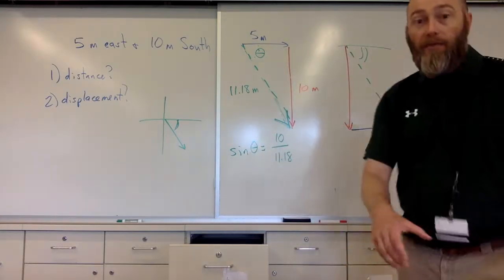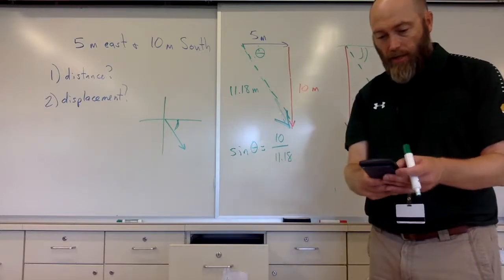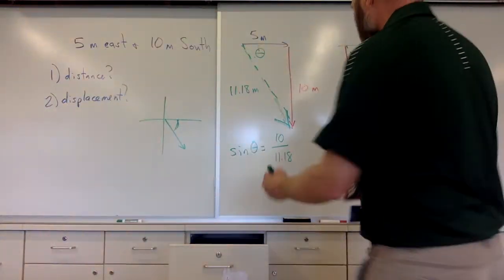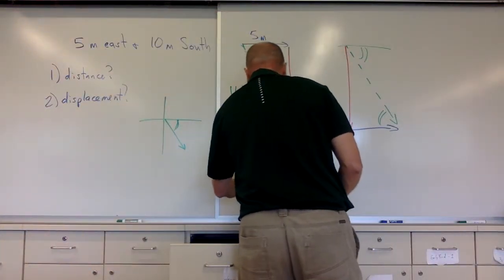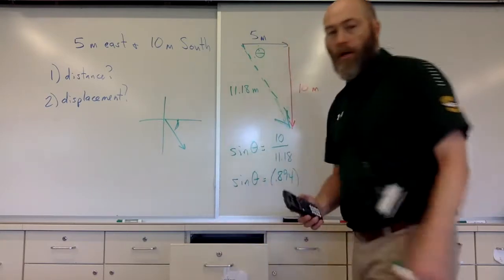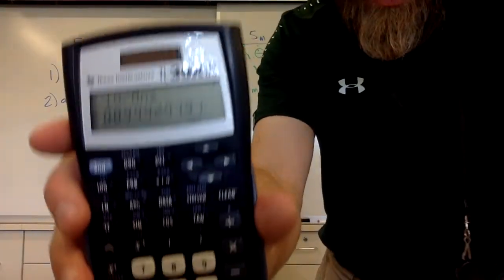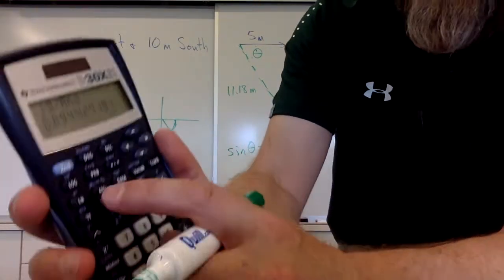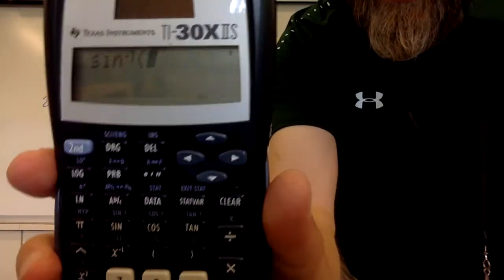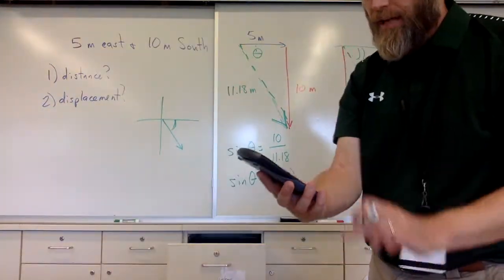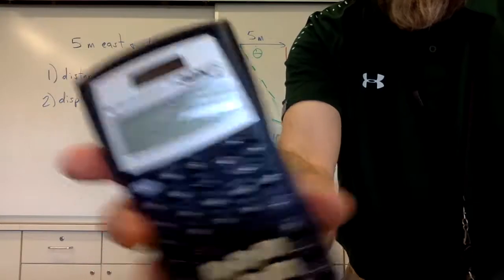So there you go. And if I take 10 divided by 11.18, I get sine theta equals 0.894, okay? So I need to solve for theta. Let me show you what to do. I'm going to hit second, and then I'm going to hit the sine button. And when you do that, you will see sine to the -1 comes up. And then I'm just going to hit answer so that it takes my last answer, and I hit enter. And lo and behold, I get 63.4 degrees.